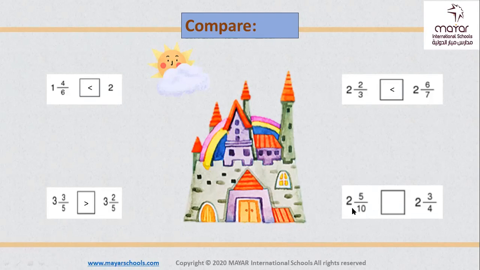The first mixed number is 2 and 5 out of 10, and 2 and 3 out of 4. What should we do, Noor? No. Hamza, can you make it? Yes. Can you make it, Hamza? There are two Hamzas. Not that Hamza, the other one. Okay. Yes. What should we do? What are the steps?